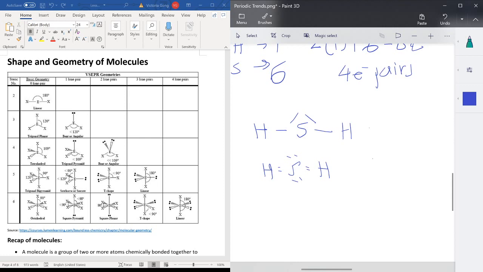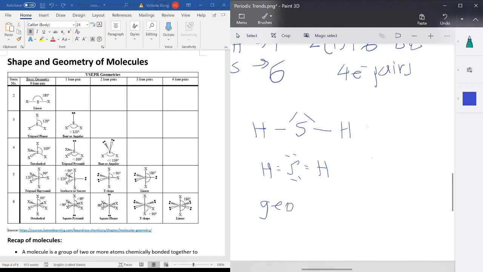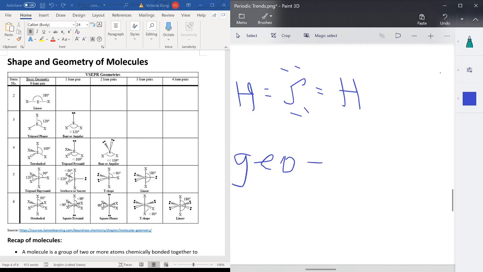So it has a steric number of 4, therefore its geometry, please bear with me here, I'm just going to write geo for short, is tetrahedral. I'm really sorry about the stylus.